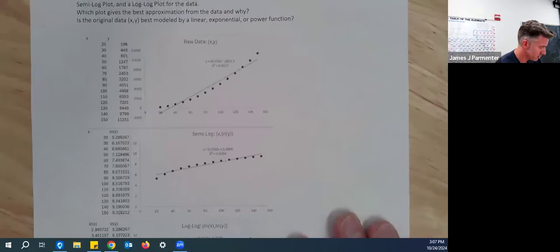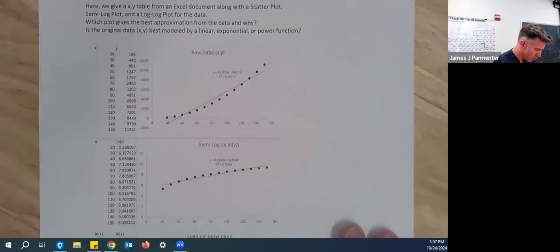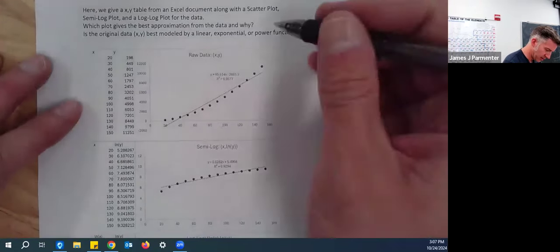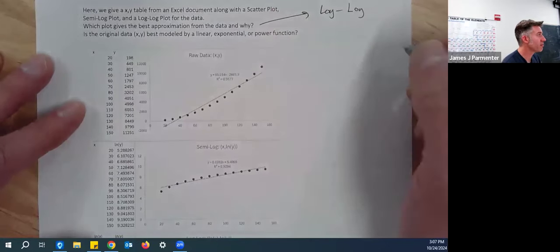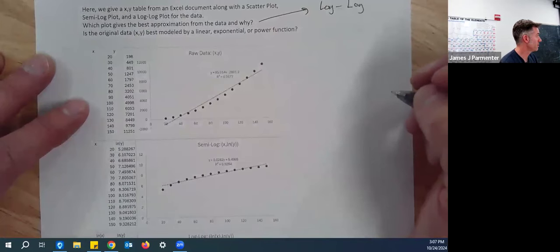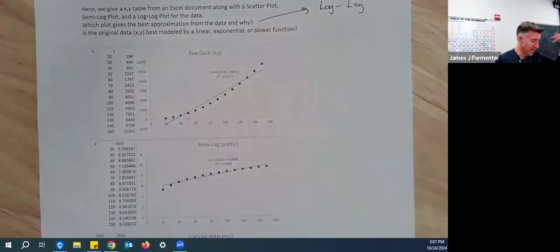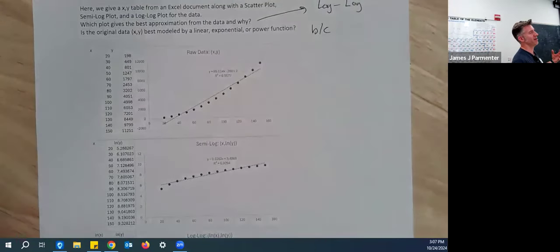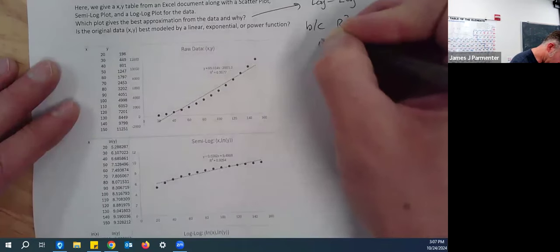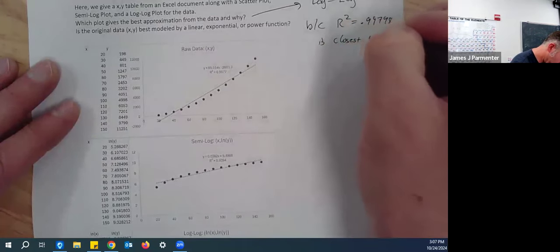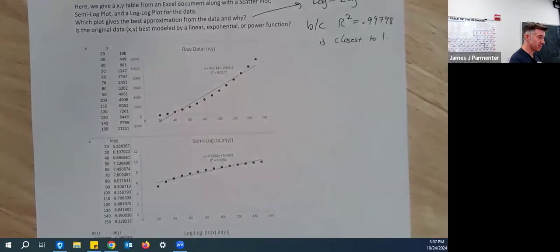Okay. Zooming back out a tiny bit. So then we should read more. Which plot gives the best approximation? The answer to that is the log-log. And what's our answer as to why? Yes, the highest R squared. Or I shouldn't say the word highest. Really, it's because it's the R squared that's closest to 1. R squared equals 0.9978 is the closest to 1. That's always how we know which one's the best fit.